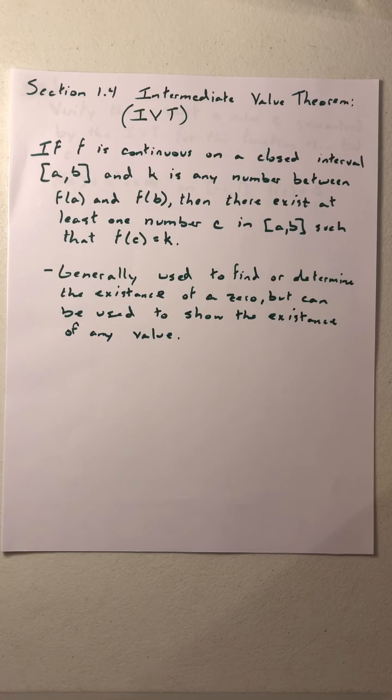Today I want to focus in on the intermediate value theorem. We can also abbreviate this as the IVT. The intermediate value theorem states that if f is a continuous function on a closed interval from a to b, and k is any number between f of a and f of b, then there exists at least one number c on that interval a to b such that f of c equals k.